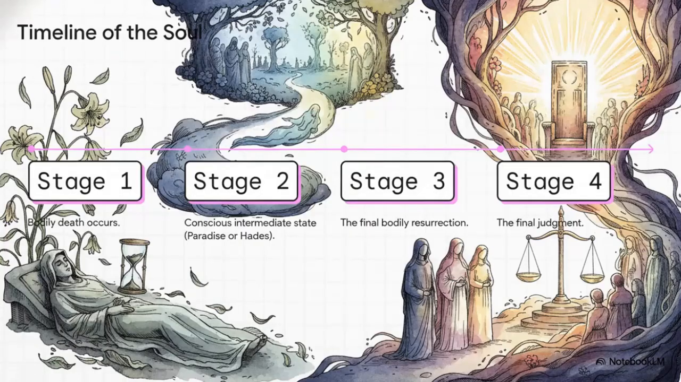If we map out the timeline of the soul based strictly on these texts, we get 4 distinct stages. First up, bodily death. Then comes the conscious intermediate state, what the texts sometimes call paradise or Hades, depending on the person standing. Third is the final bodily resurrection, and fourth is the final judgment. So those shadowlands of Sheol and Hades, they literally only occupy step 2. They are not the final destination.